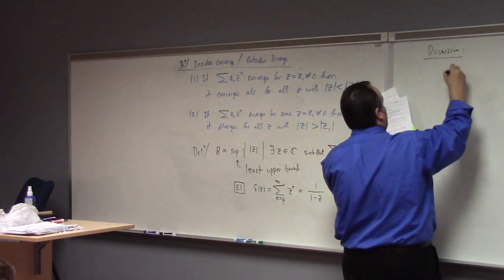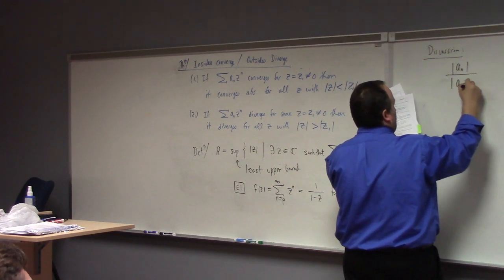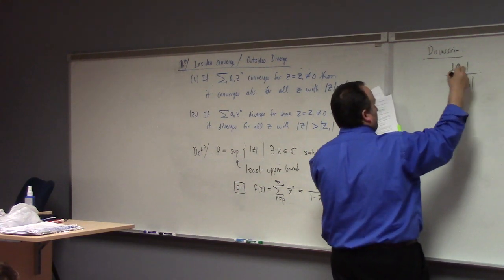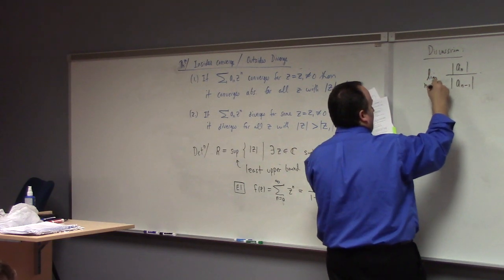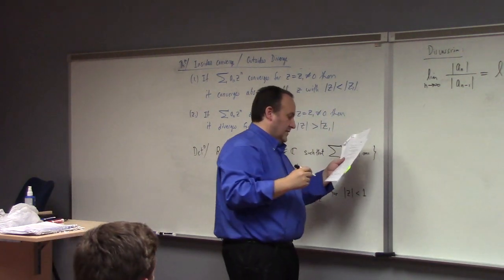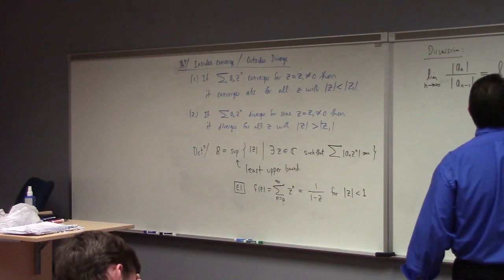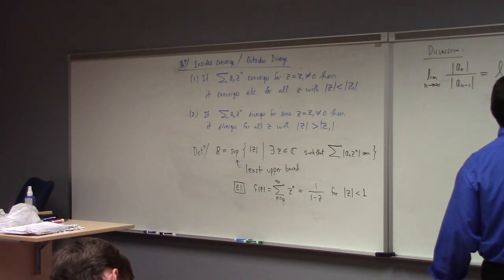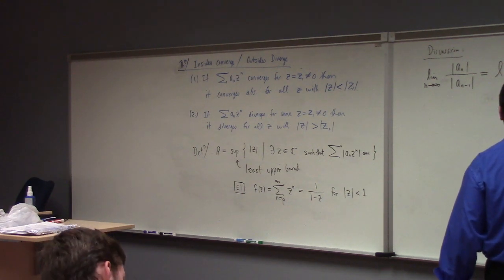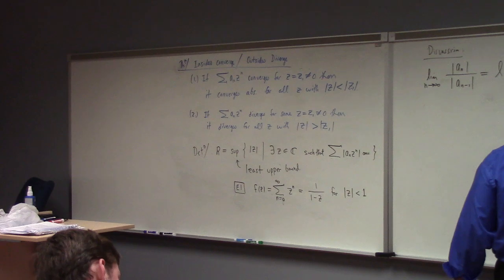If we have the modulus of a sub n divided by the modulus of a sub n minus 1, and suppose that the limit of this as n goes to infinity is equal to L. Then what does that tell us? That tells us also that the limit as n goes to infinity of what? The modulus of a sub n times z to the n divided by the modulus of a sub n minus 1 times z to the n minus 1 equals what?